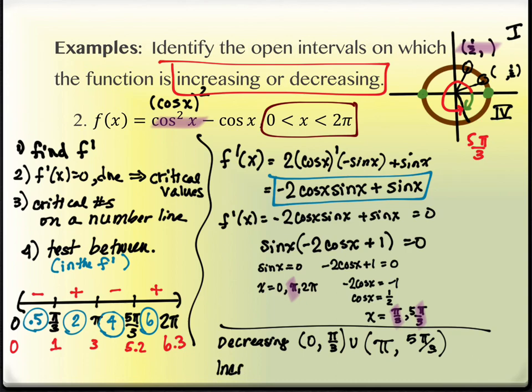And then we have locations where it's increasing. Where is it increasing? Good, pi over 3 to pi. And then I do a union and 5 pi over 3 to 2 pi.